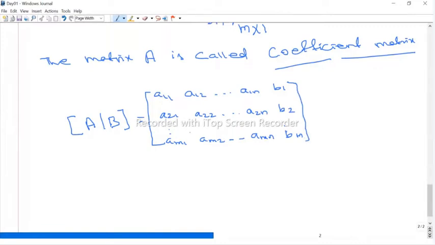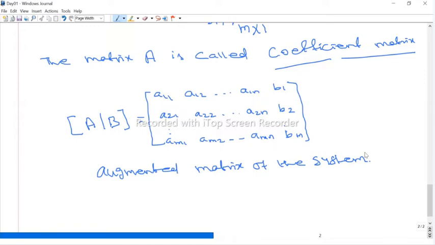So this is called the augmented matrix of the system. Note that this is a rectangular matrix, need not be a square matrix.